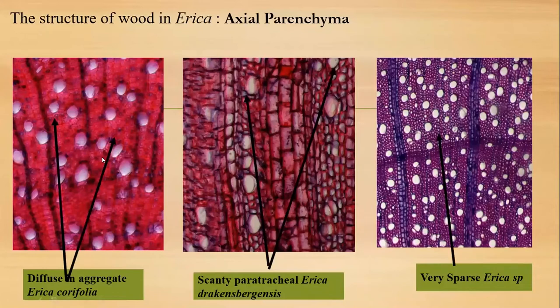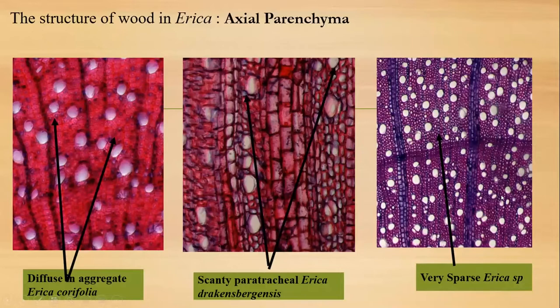Here, we are describing the axial parenchyma as they appear in the structure of the wood. The first picture shows us the diffuse-in-aggregates type of axial parenchyma cell, while picture two shows us the scanty parenchyma type of axial parenchyma. They were attached to the vessels, but they were scanty parenchyma to the vessels.